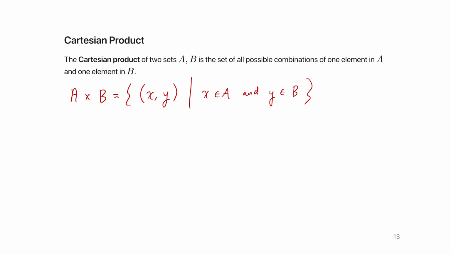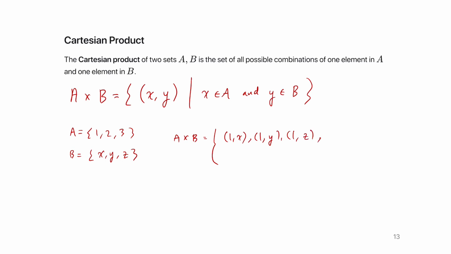So for example, why don't we say A is 1, 2, 3, and B is x, y, z. Let's look at the Cartesian product of A and B. So it's every possible combination of taking the first element being in A, and the second element being in B. So we could have 1 comma x, 1 comma y, 1 comma z, 2 comma x, all the way till 2 comma z, all the way until 3 comma z.